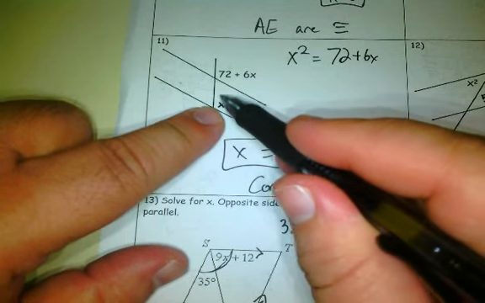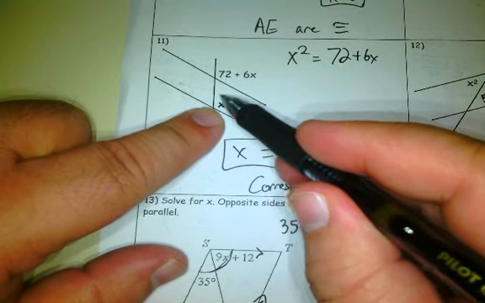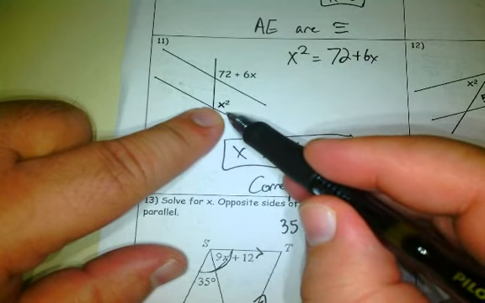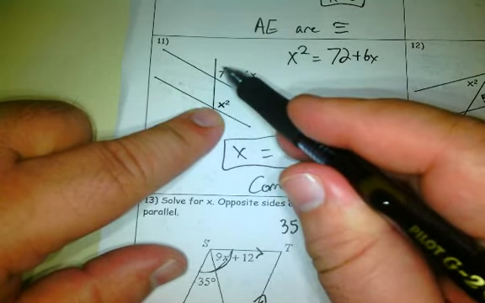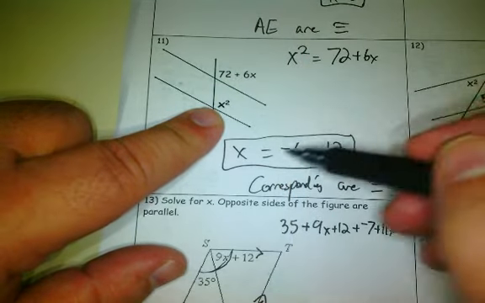Because when we plug in 12, this angle, look, if we go by how things look, this angle is 144, because 12 squared is 144. This angle is also 144. That makes more sense by the way it looks.